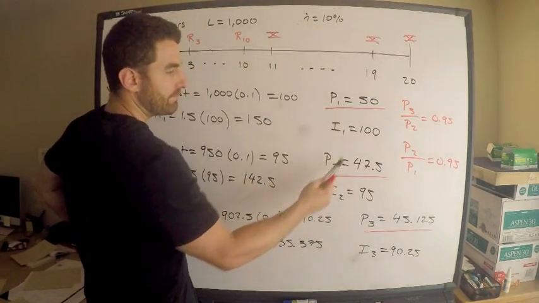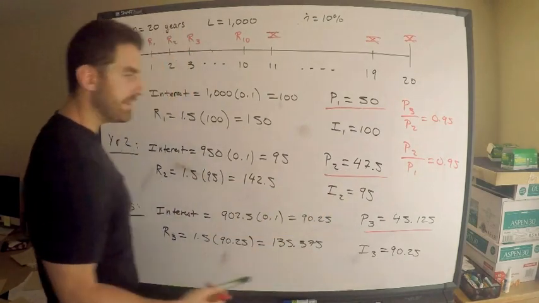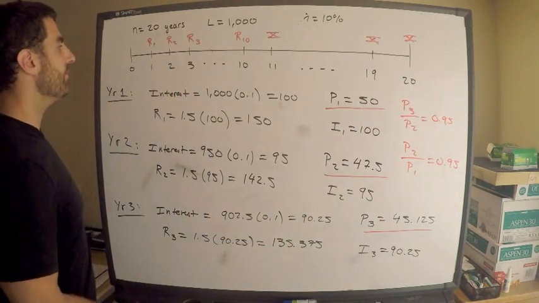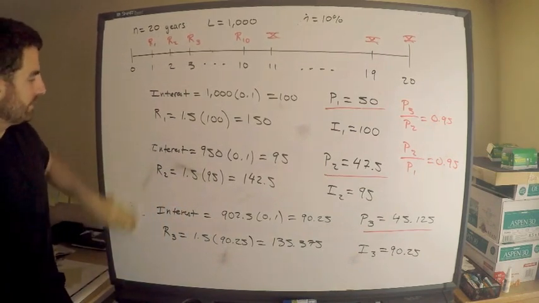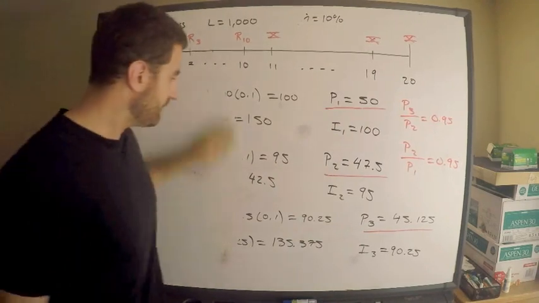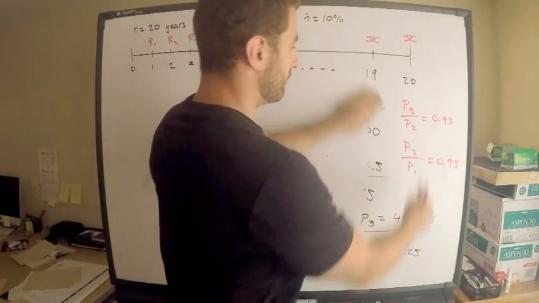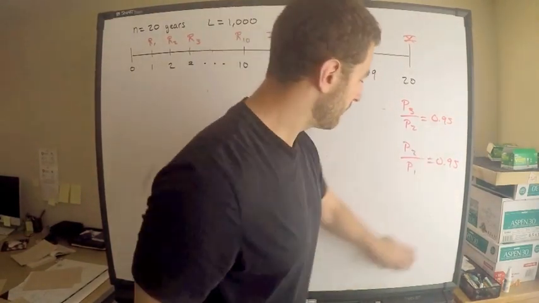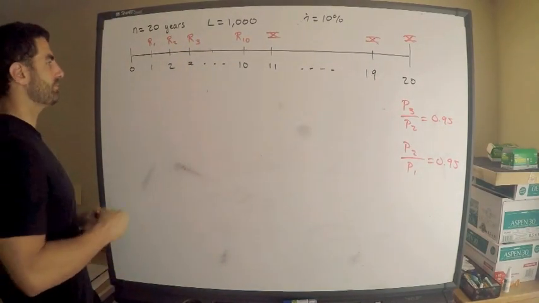P1 is 50, P2 is 50 times 0.95. P3 is 50 times 0.95 squared. So hopefully you're seeing what I'm saying. Let me write down what I just said. Okay, we have this, and you can easily check that this is true, and you can keep going if you like, but what I have now is the following.